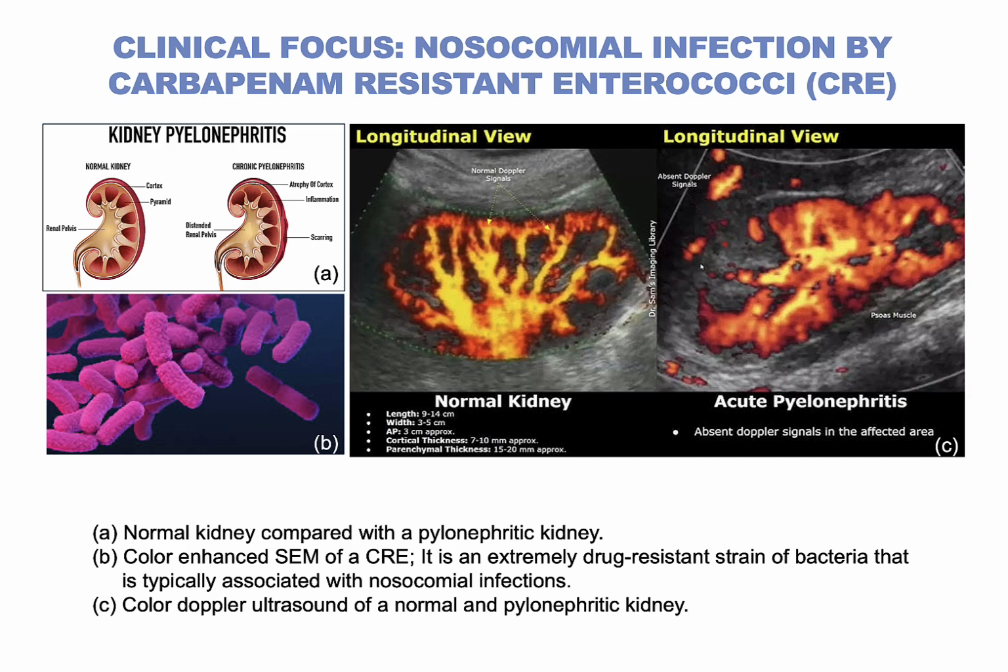Pyelonephritis is an inflammation of the kidneys caused by bacterial infection. It is a type of urinary infection that affects the upper urinary tract, which includes the kidneys, ureters, and renal pelvis. Her condition deteriorated further, leading to symptoms of septic shock.